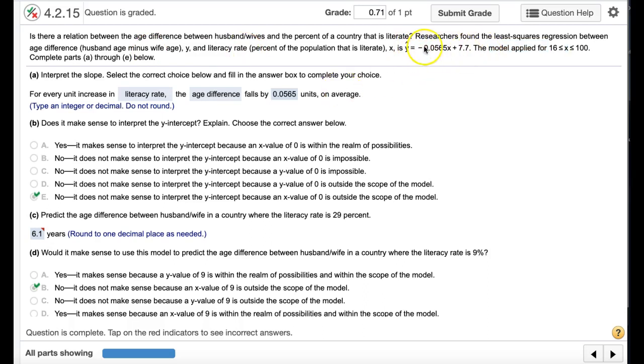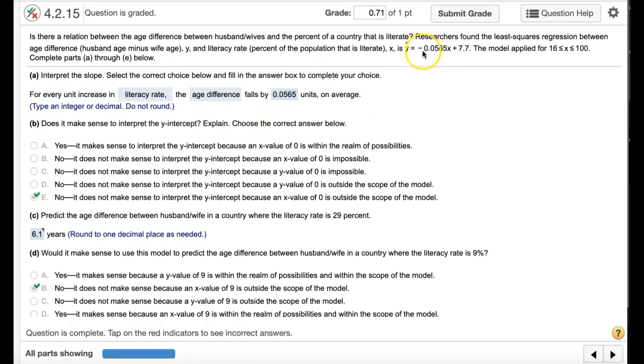So here's your equation. Remember what those variables represent, and this least squares regression model is only good for 16 to 100, meaning that we're only looking at literacy rates from 16% to 100%, because that's the range of the variable. And so in this case, you have the answer to the first one.